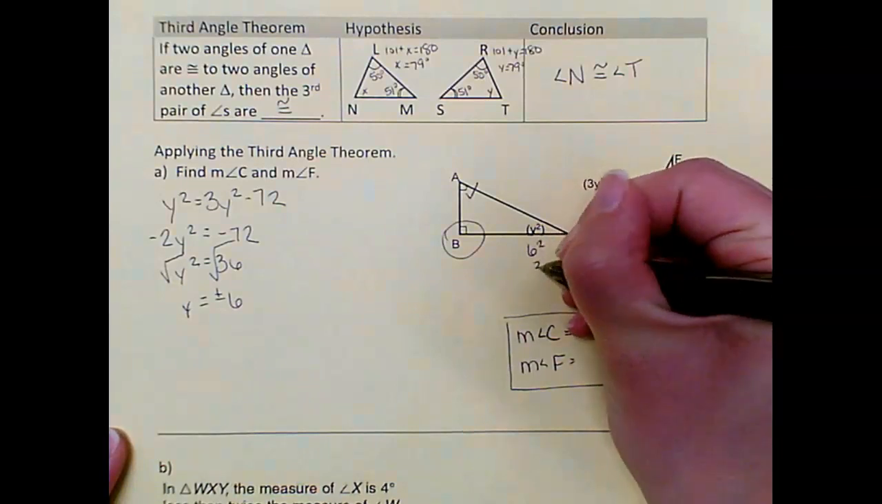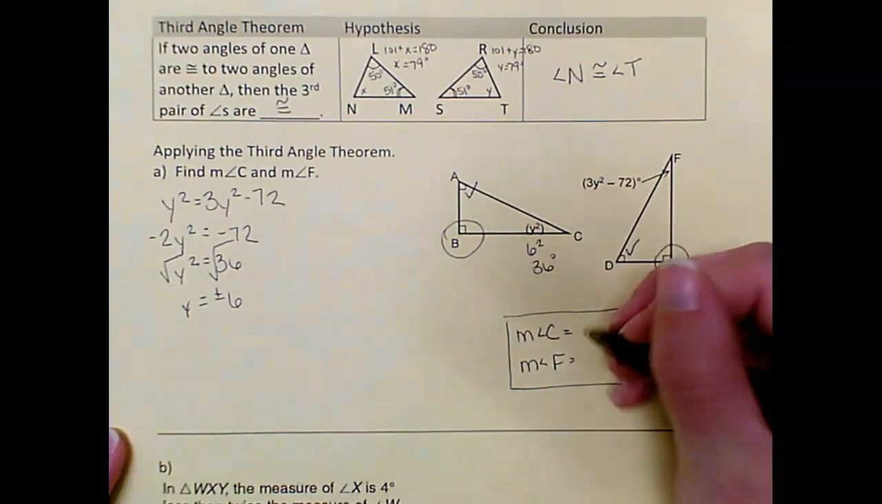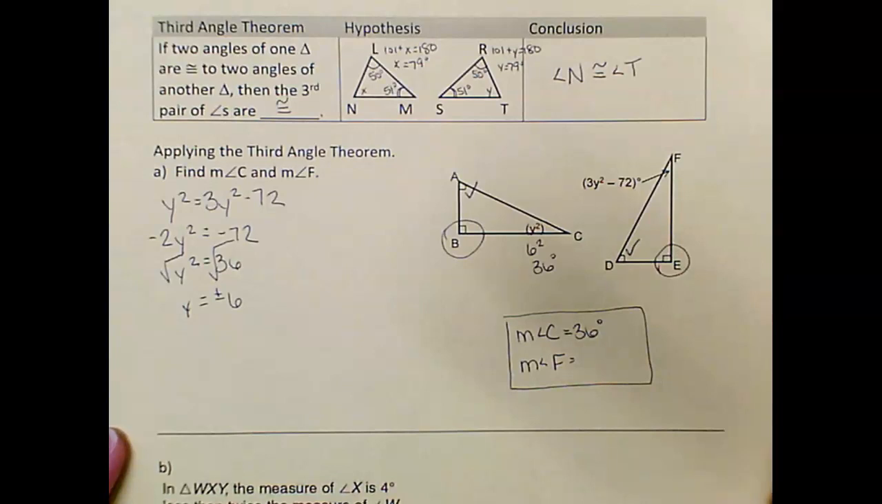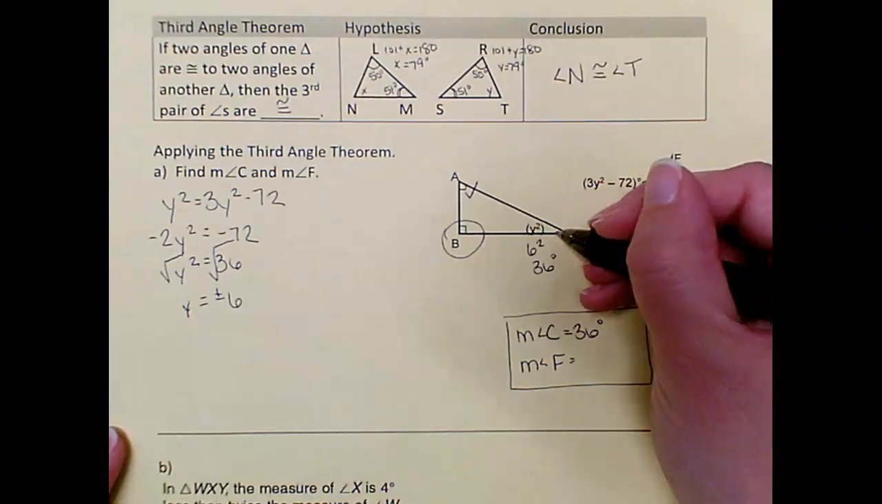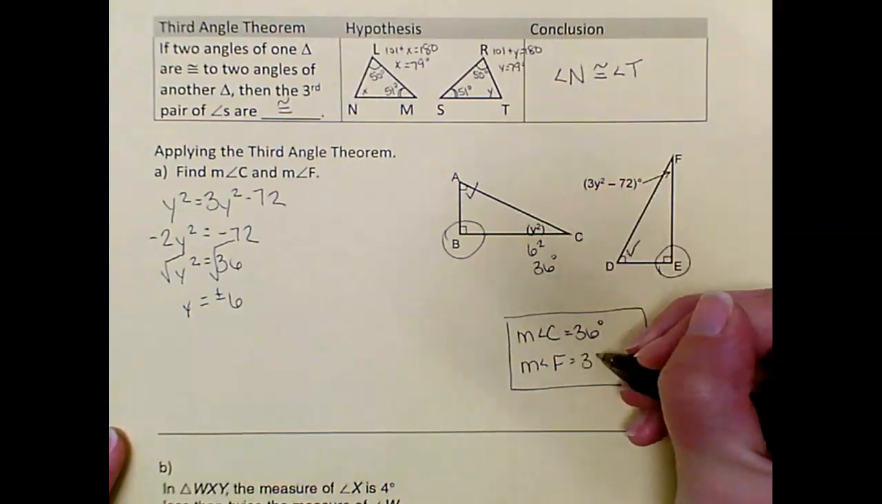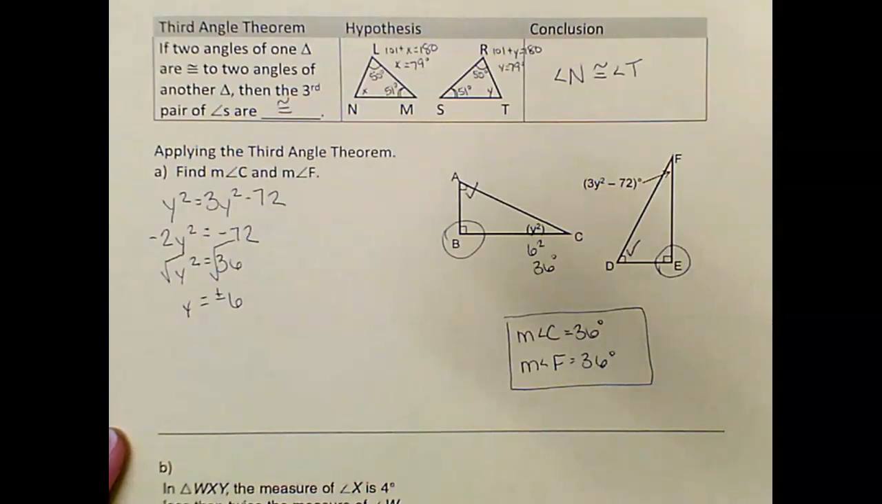6 squared is 36 degrees, so that's the measure of angle C. And by the third angle theorem, we know that the measure of angle F is going to be the same as the measure of angle C, so this is also 36 degrees. Okay.